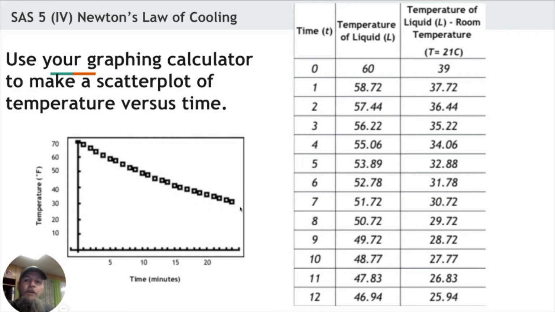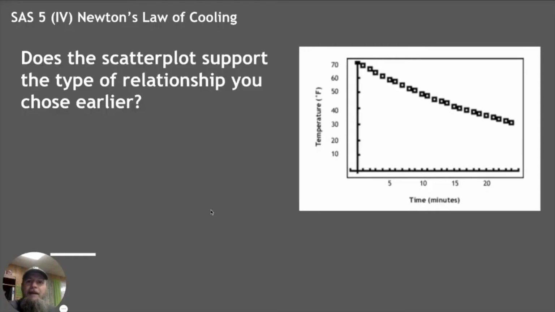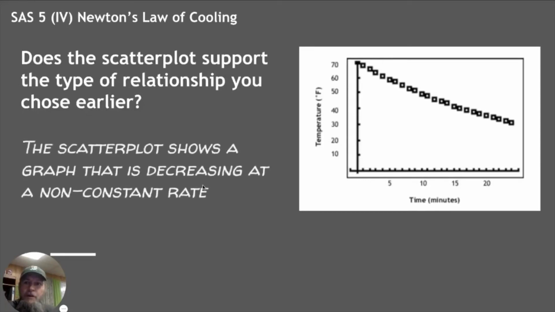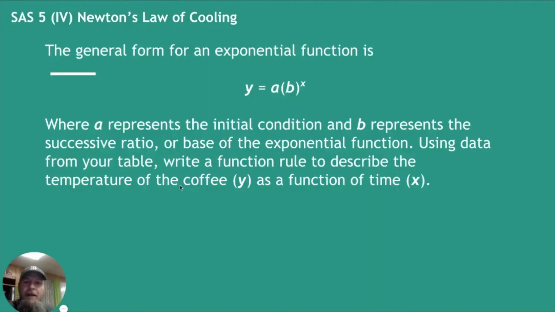And if you were to look closer and closer, you'll notice that over the course of a long period of time, it will actually curve and bottom out somewhere. Where do you think that bottoms out at? We'll discover that in one of the next slides. Does the scatter plot support the type of relationship you chose earlier? Yes, it does. It shows the graph is decreasing at a non-constant rate.